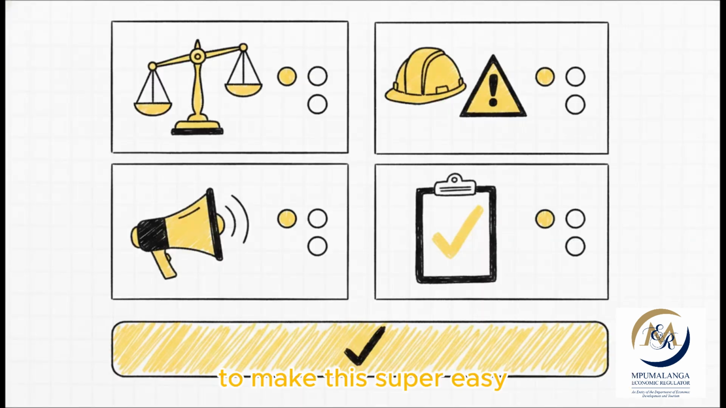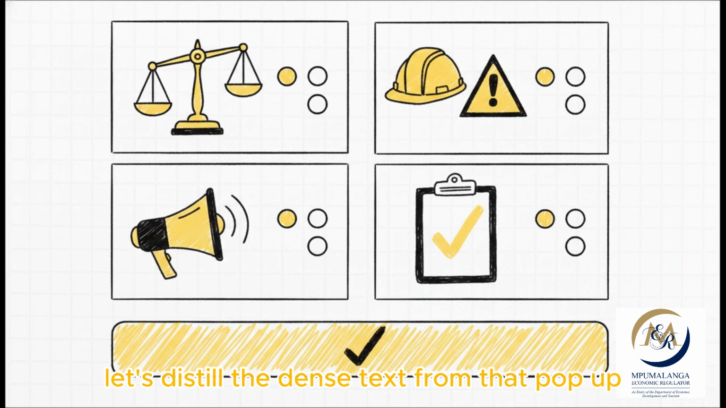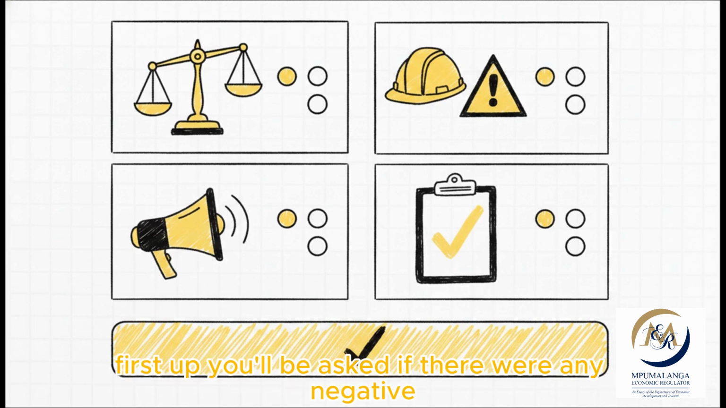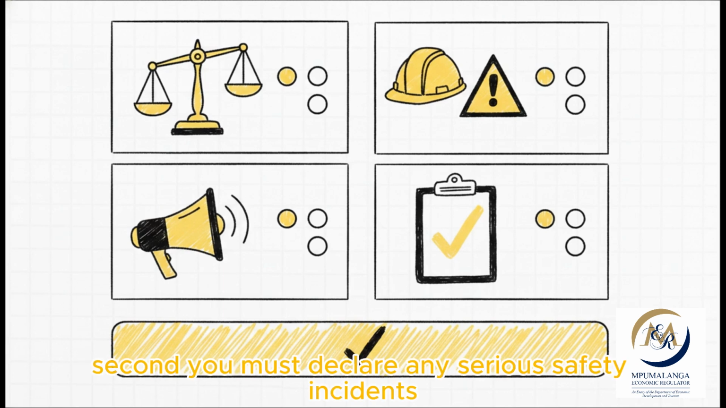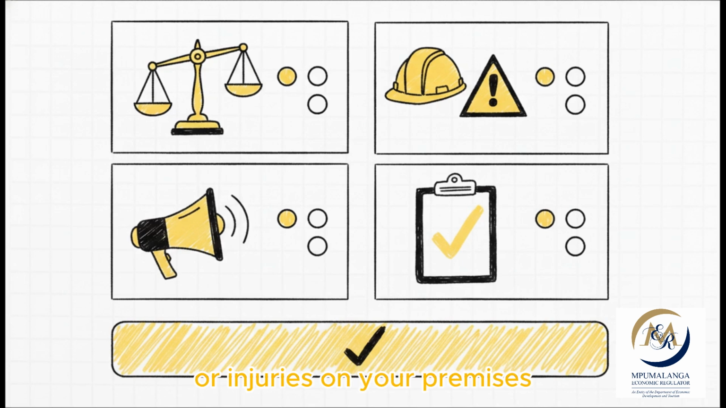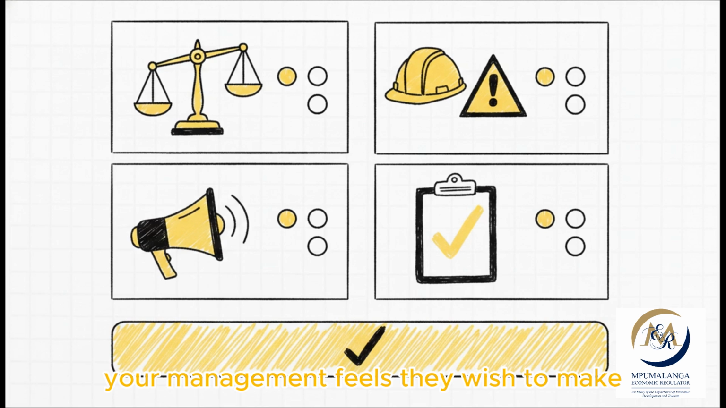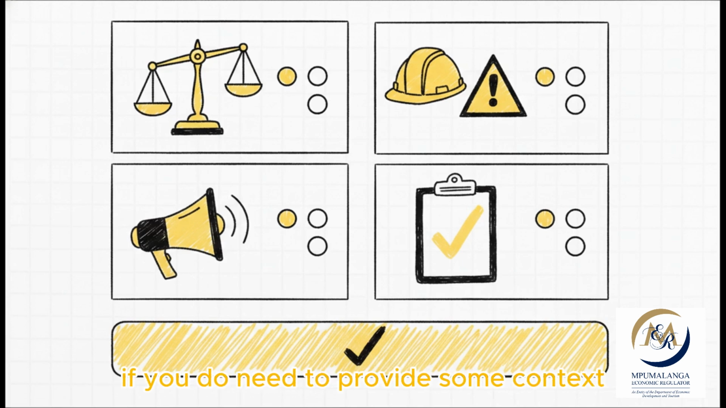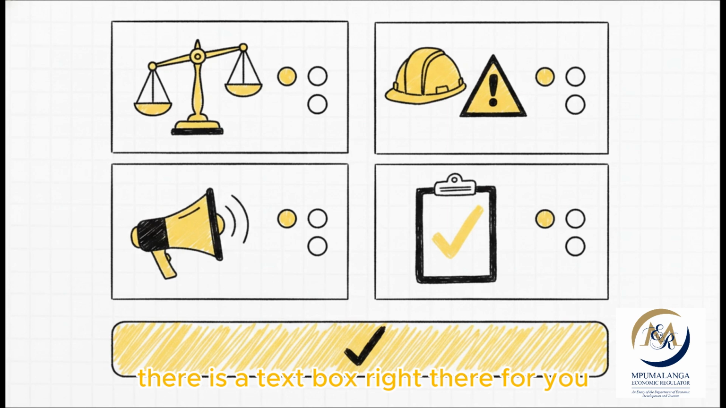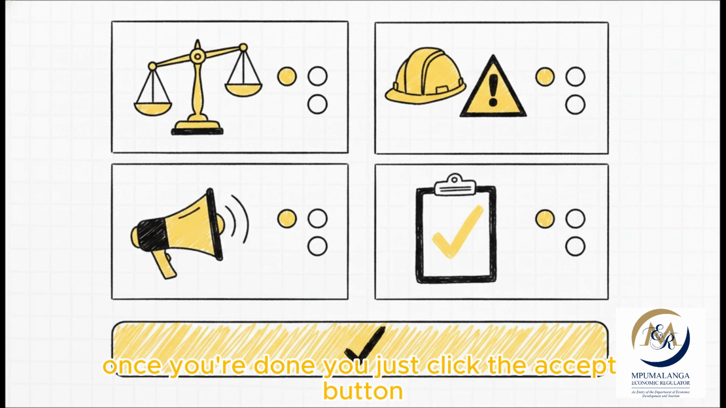To make this super easy, let's distill the dense text from that pop-up into its 4 core themes. First up, you'll be asked if there were any negative impacts to your BBBE status since your last renewal. Second, you must declare any serious safety incidents or injuries on your premises. Third, there's an open question for any other voluntary disclosures your management feels they wish to make. And finally, there's a blanket acceptance stating that your answers apply to the specific licenses you're renewing. For each of these, you simply click yes or no. If you do need to provide some context, there is a text box right there for you. Once you're done, you just click the Accept button.